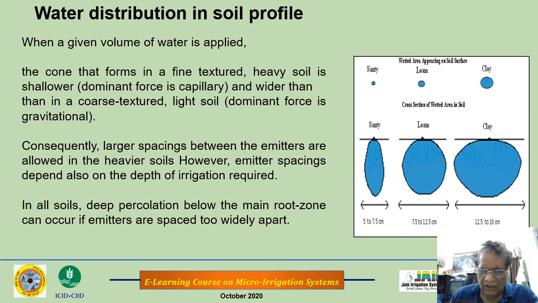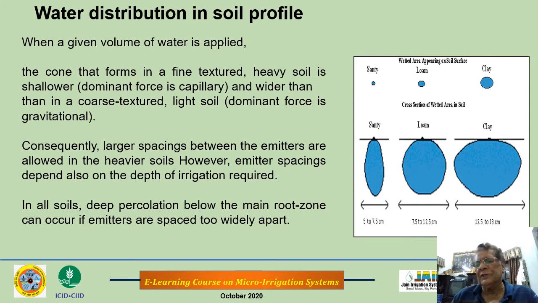Consequently, larger spacing between the emitters are allowed in heavier soil because they are covering more horizontal area. So you can afford to have the larger spacing in heavier soils, but it will be much smaller in a lighter soil. In all soils, deep percolation below the main root zone can occur if emitters are spaced too widely apart.